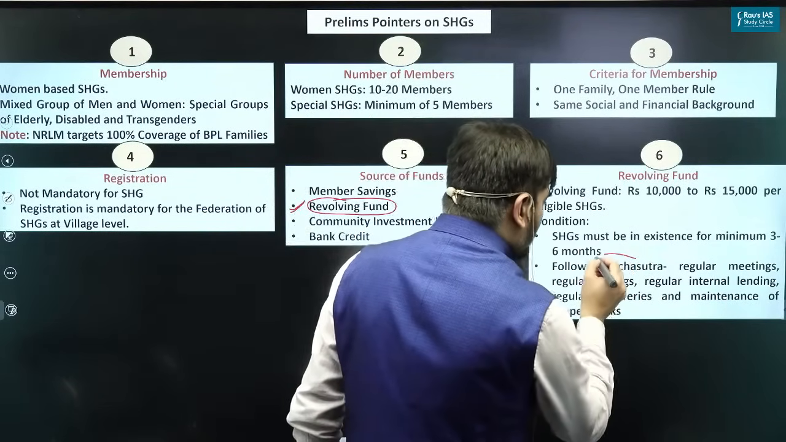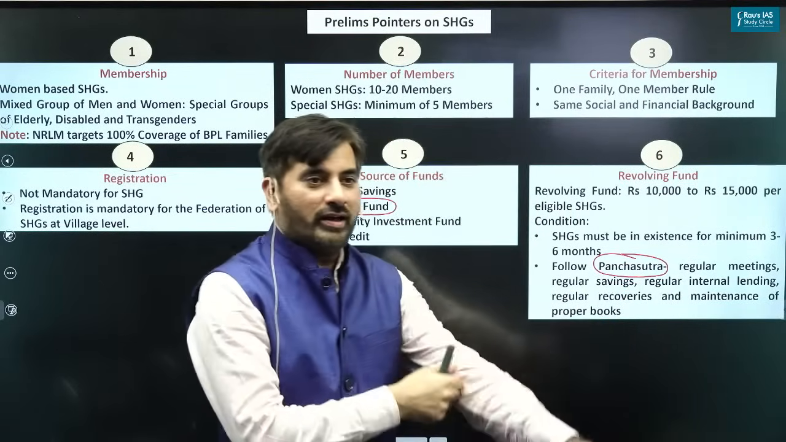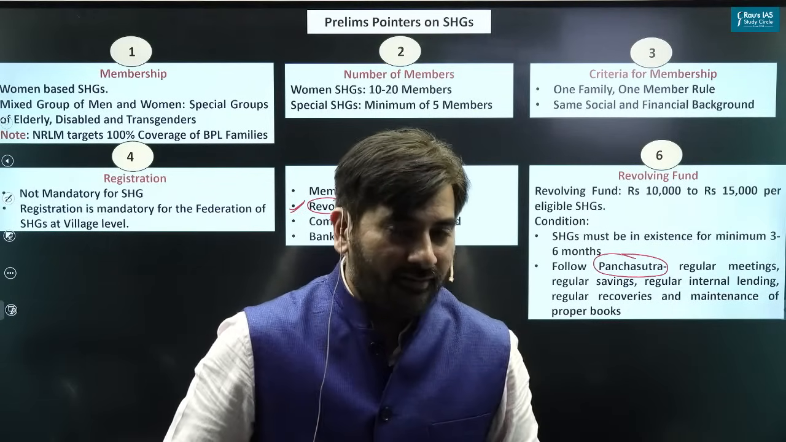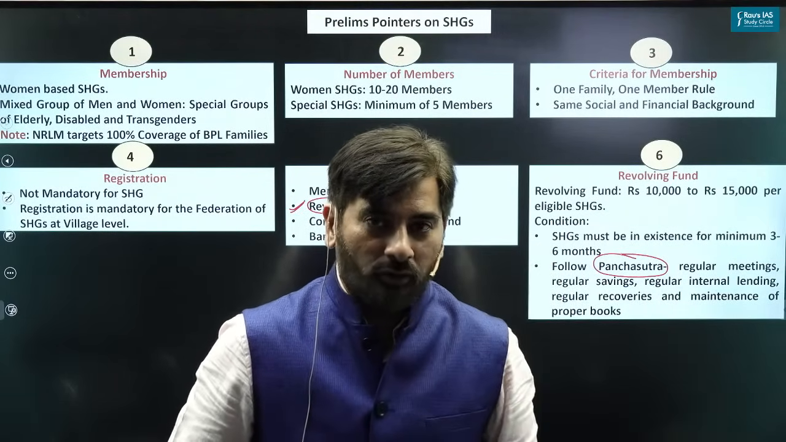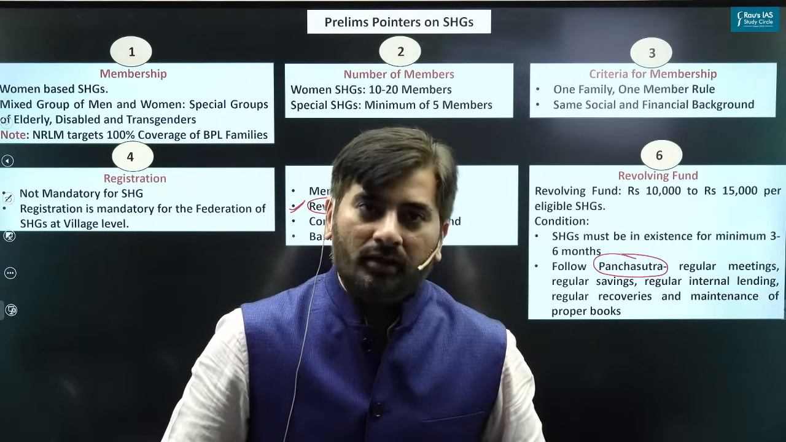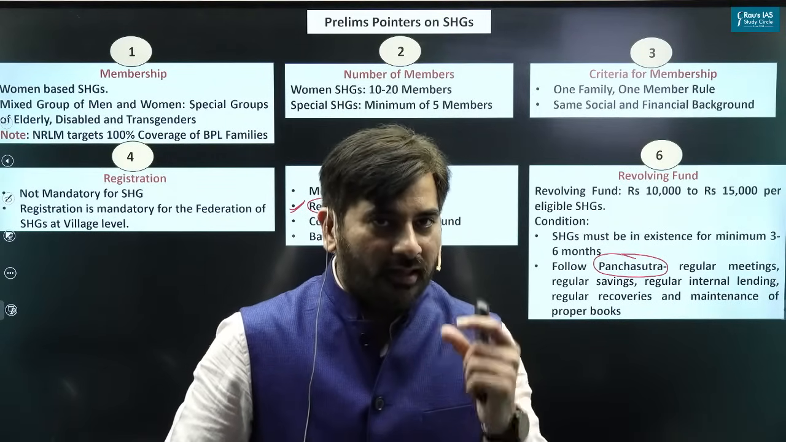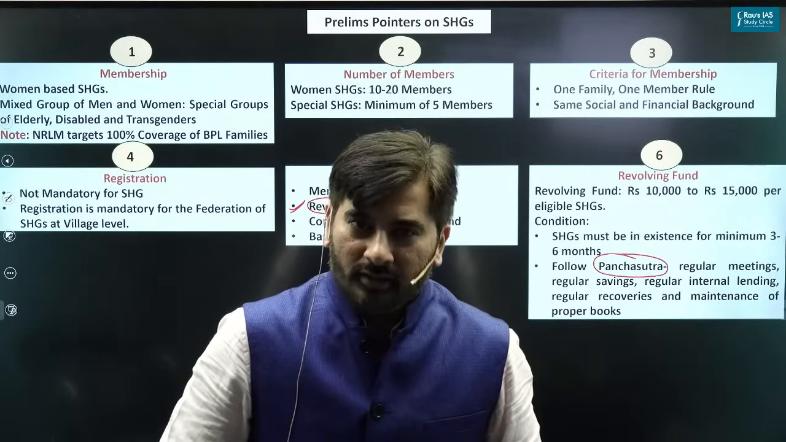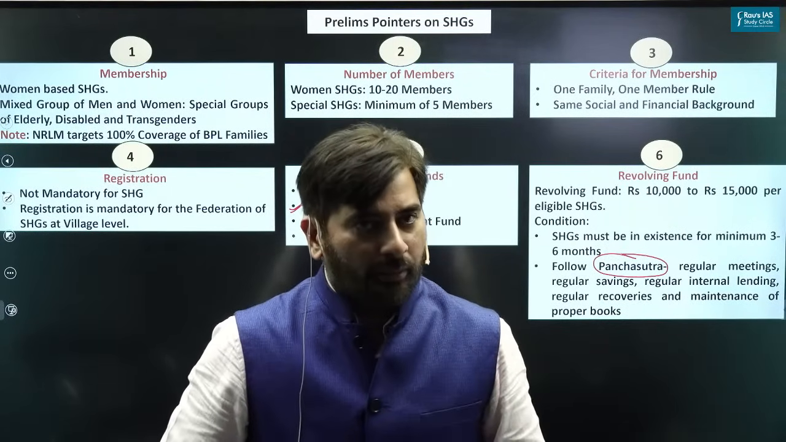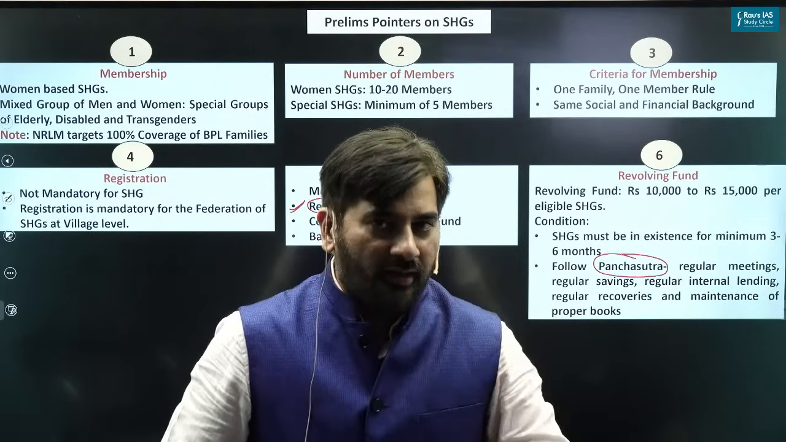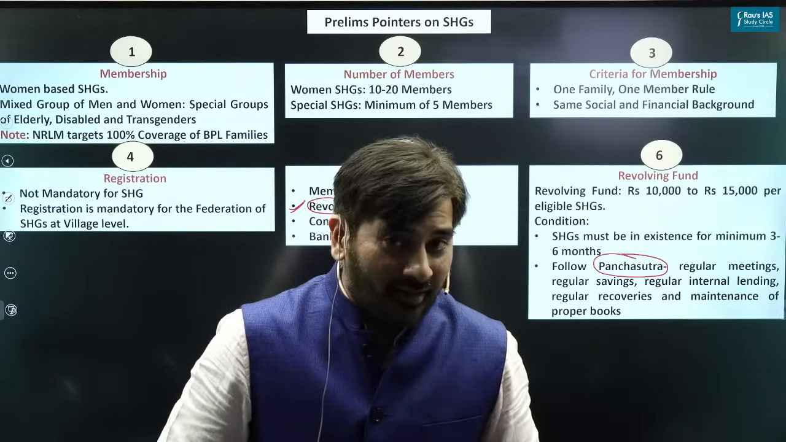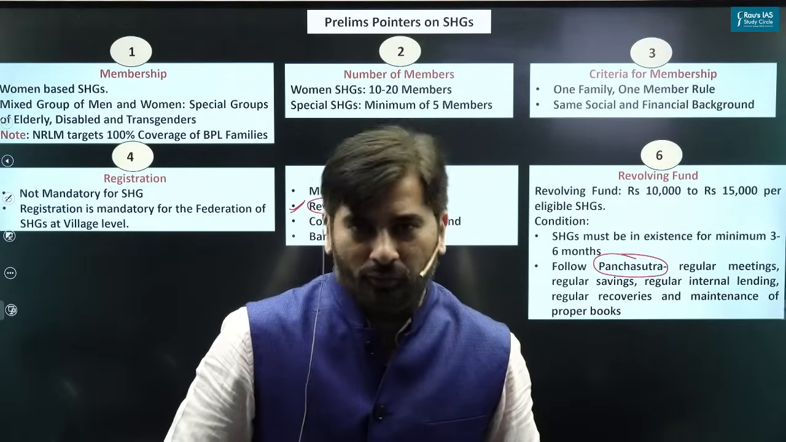Government has said these SHGs should follow what is called the Pancha Sutra. What is Pancha Sutra? Can you see that? There are 5 rules for SHGs to be followed. Number 1, SHGs should meet regularly. Number 2, SHGs should regularly save money. Number 3, SHGs should regularly lend money to their members. Number 4, SHGs should regularly recover the money which they have lent. And point number 5 is that these SHGs should maintain proper books.